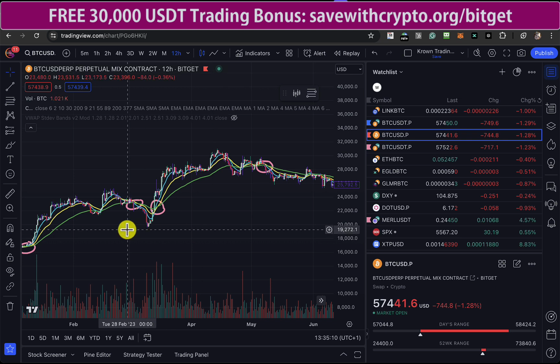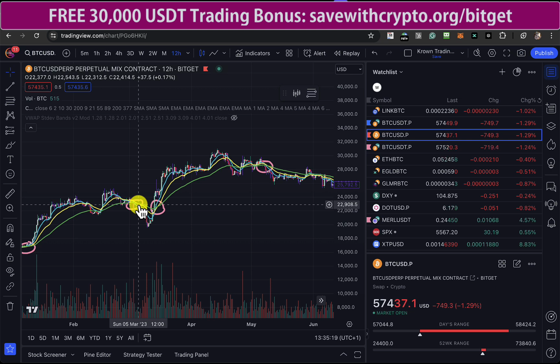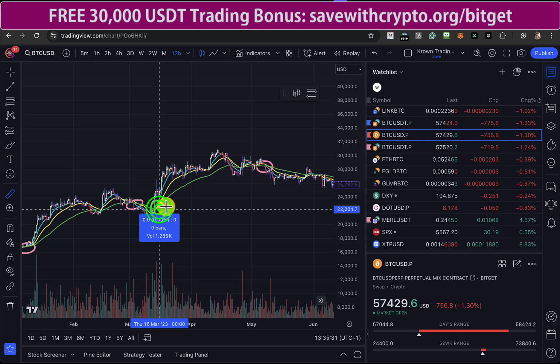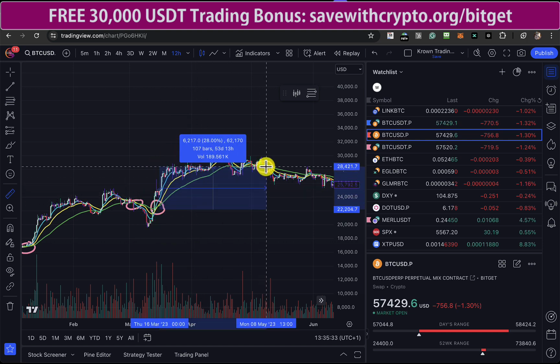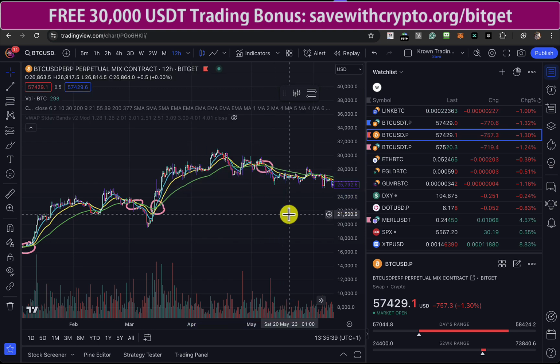These are my favourite ones, where it comes down here and the yellow goes under the green. That happened in March 2023. Then shortly afterwards, the yellow crossed over the green and up we went. We went from like 22,000 up to here, which is like 28,480, a 28% increase. That was really cool, wasn't it?